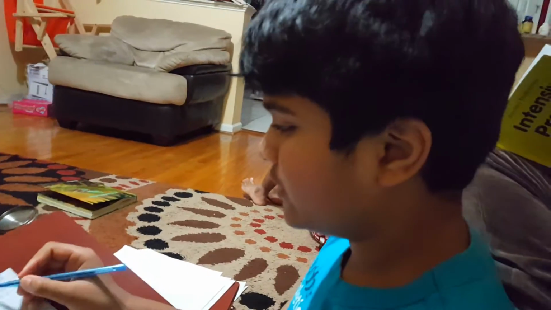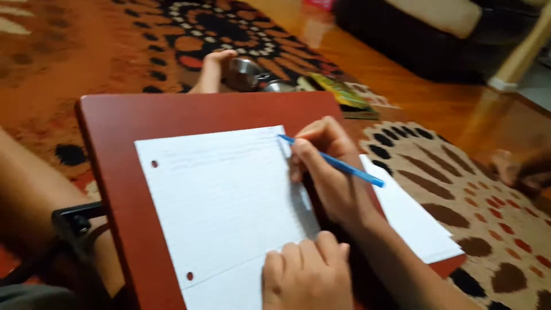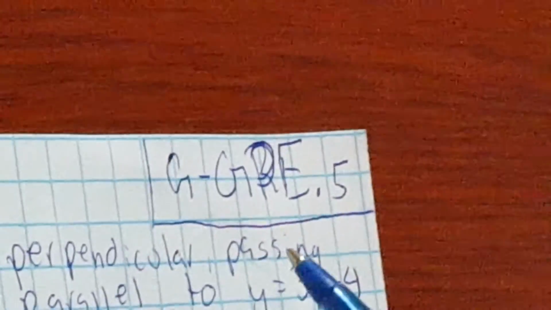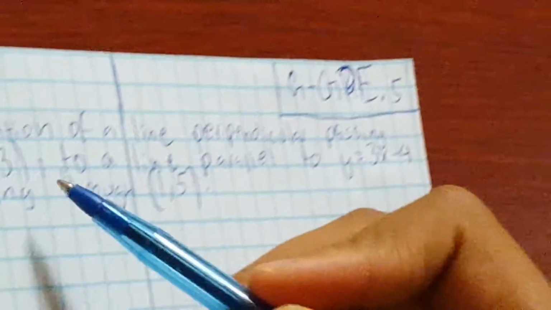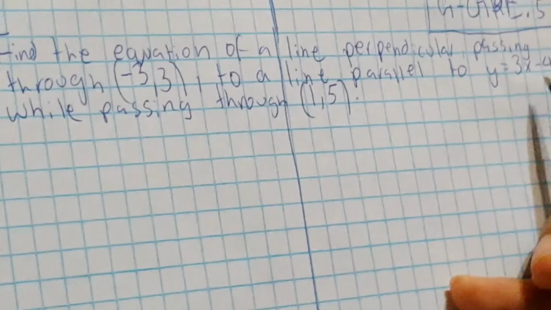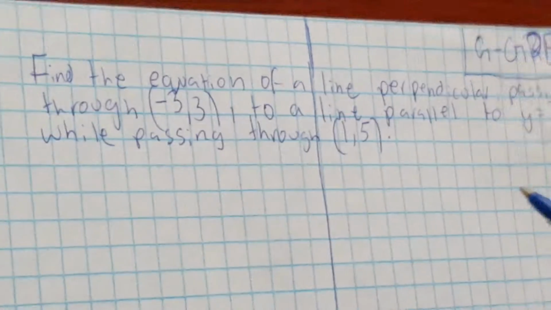Okay, so we're gonna do G-GPE.5. So we have to do this problem. Find the equation of a line perpendicular, passing through point (-3, 3), to a parallel line to y equals 3x minus 4 while passing through point (1, 5).